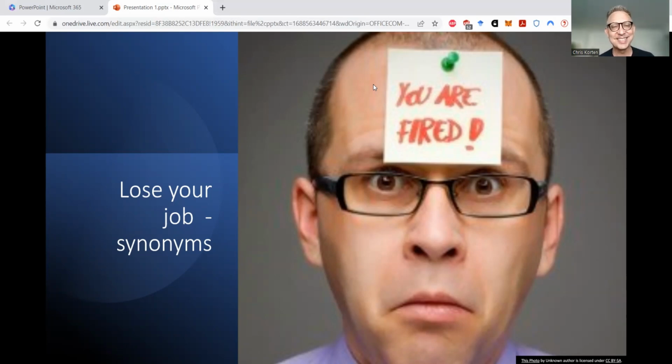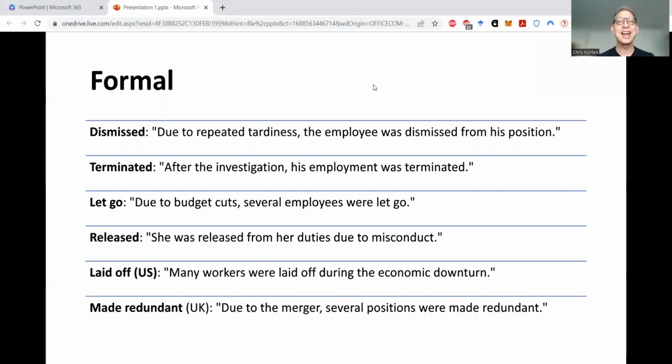They'll have 1 or 2 terms that deal with this, but I'm going to go into much more detail in this lesson today. So we're going to look at different synonyms, and I've divided it into 3 helpful categories: formal, informal, and slang. So let's look at them. If you're dismissed, that means you've been fired. But dismissed is a softer way of saying fired.